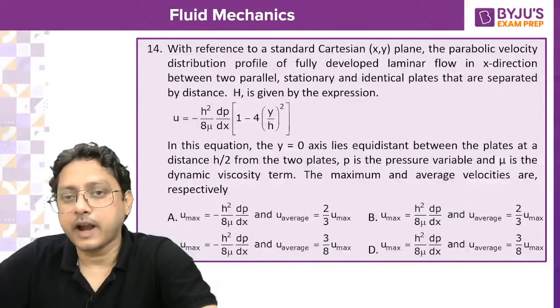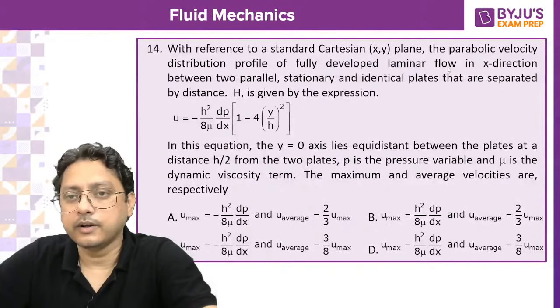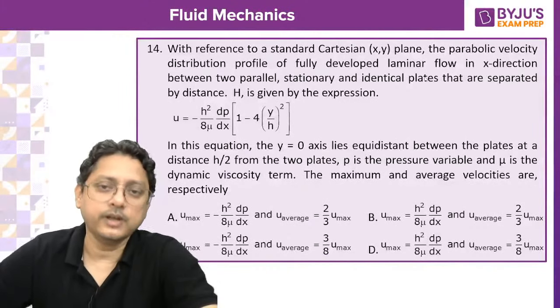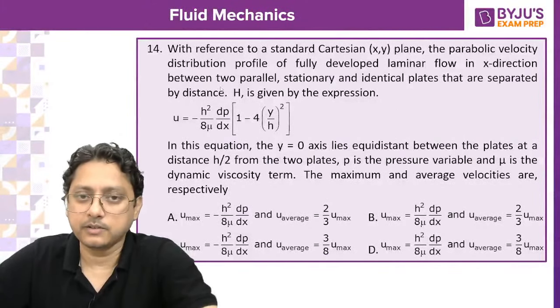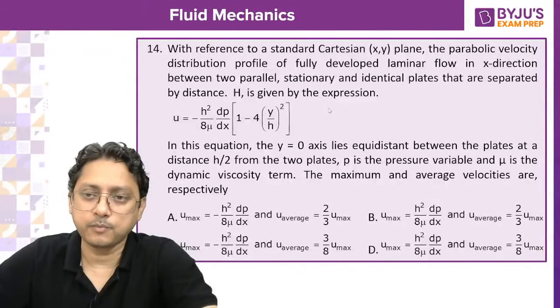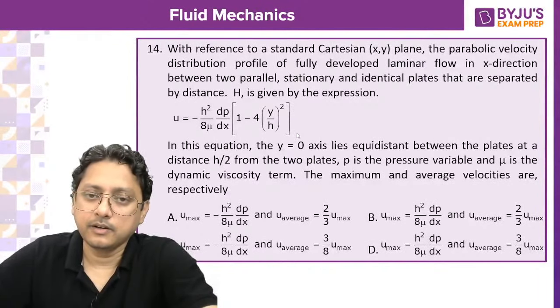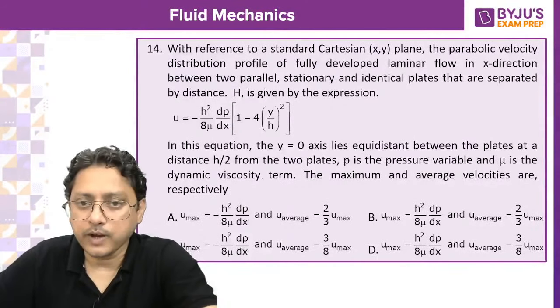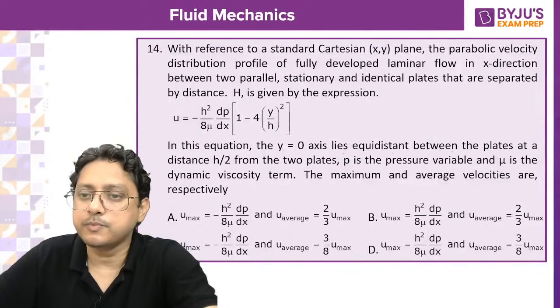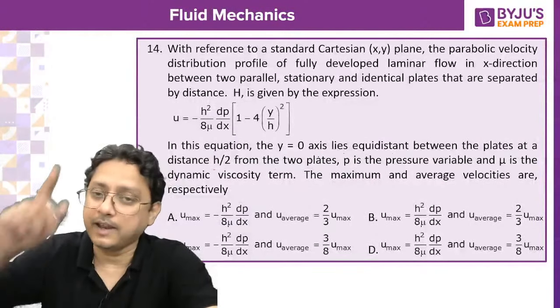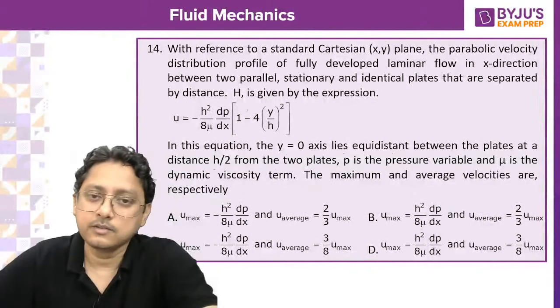With reference to a standard Cartesian coordinate plane, the parabolic velocity distribution profile of a fully developed laminar flow in between the two parallel plates. This is a parallel plate problem. In between the parallel plates you have a flow, and the velocity profile has been given. In this equation, the y equal to 0 axis lies equidistant between the plates, at a distance h by 2 from the two plates. Even if he does not tell, I will tell you that y has been given from that only.